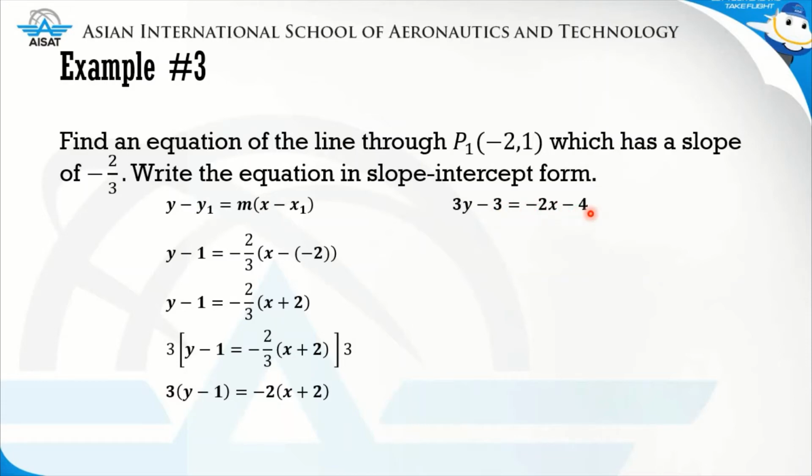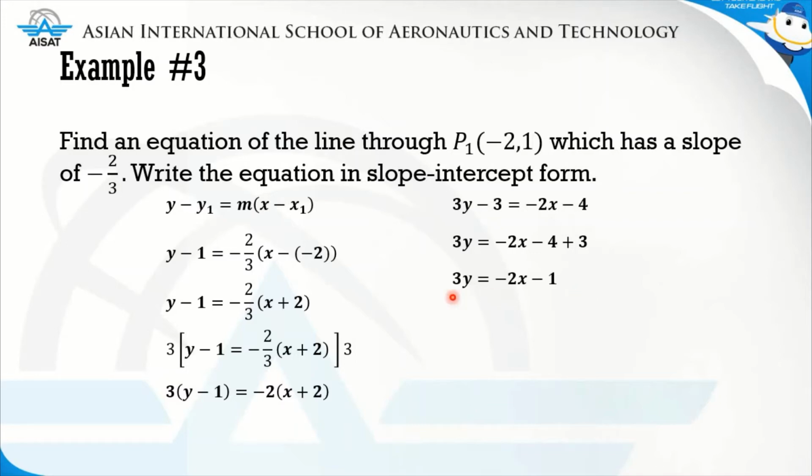Now, transposing -3 to the right side, we will have 3y is equal to -2x minus 4 plus 3. Combining the constants, we'll have 3y is equal to -2x minus 1. Now remember that in the slope-intercept form, on the left, what we need to see is just y. So we will divide both sides by 3.